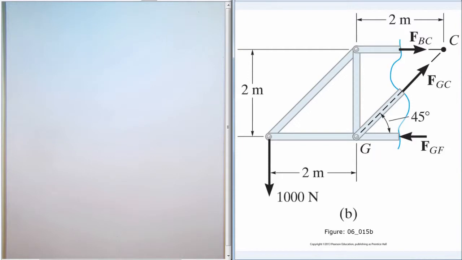So for this rigid body, we will apply the equations of equilibrium. So we have 3 unknown forces and we have 3 equations. So once we have the free body diagram, we can solve for the unknown member forces, just like in previous problems whenever we solved for unknown external forces.